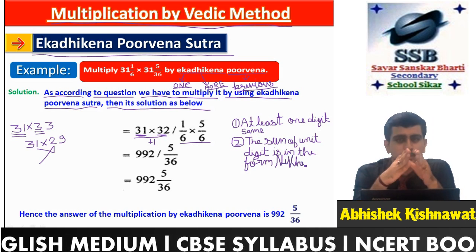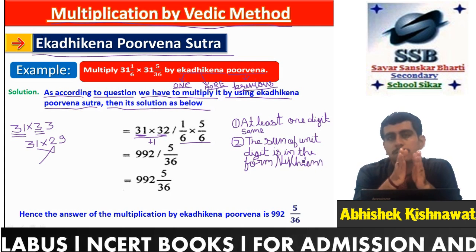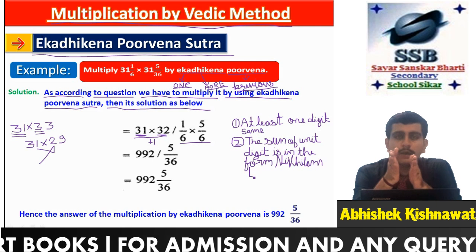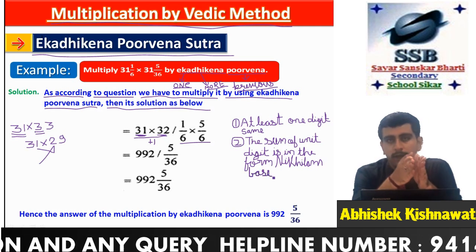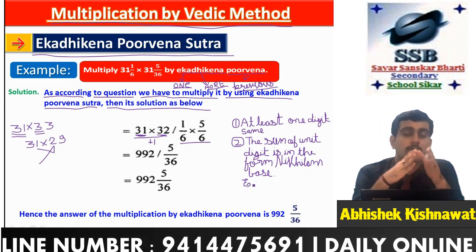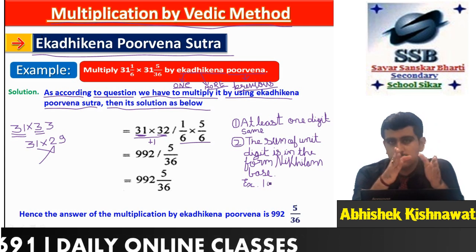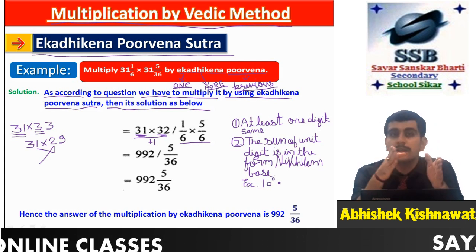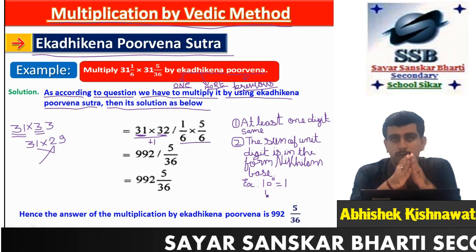Now a second condition will also be applied. The second condition is that when we are adding the unit digits, the sum must be in the Nikhilam base form. Nikhilam base form means 10, 100, 1000 and so on, and also including 1. Why does 1 count? Because 10 to the power 0 equals 1, so it is also a Nikhilam base.